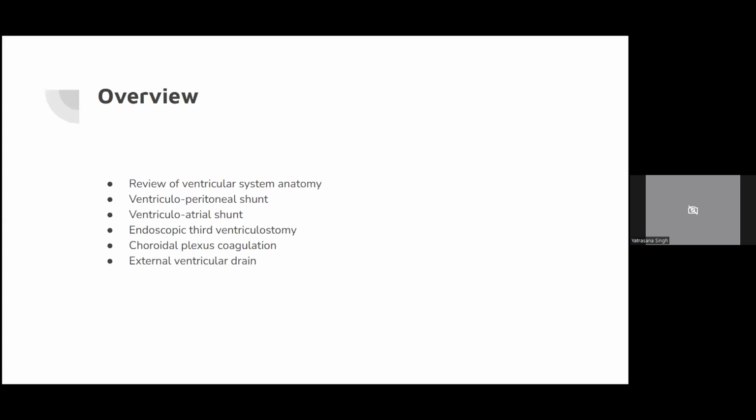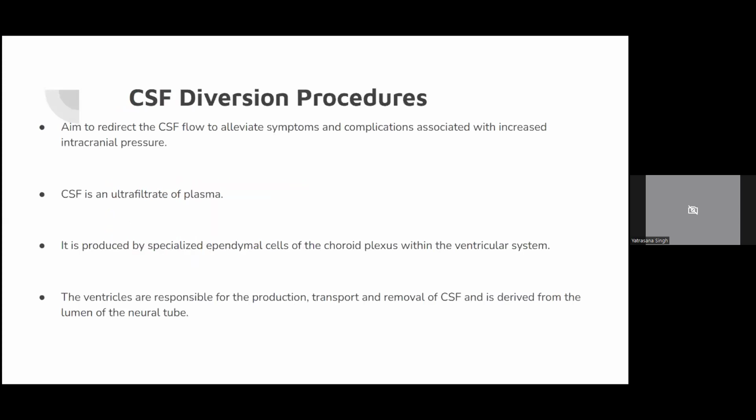So, a little overview of the ventricular system anatomy will be done briefly at the beginning of the presentation, followed by description of the many different shunts that can be used and diversion procedures. Cerebrospinal fluid diversion procedures aim to redirect the CSF flow to alleviate symptoms and complications associated with increased intracranial pressure.